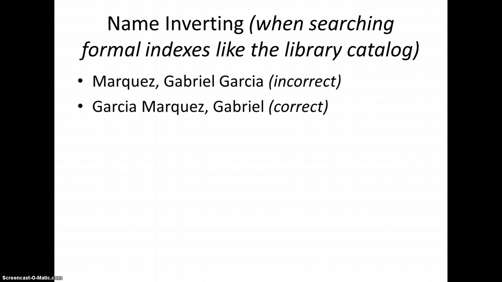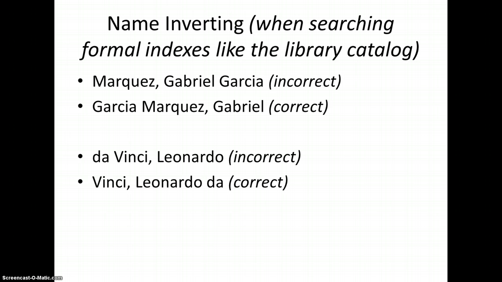Now consider the famous Italian artist and inventor Leonardo da Vinci. When people talk about him, they often refer to him as just Da Vinci, so your instinct might be to enter Da Vinci Leonardo, but this is incorrect. Name elements like da are usually placed at the end of the inversion rather than the beginning, so his name would be inverted as Vinci Leonardo da.